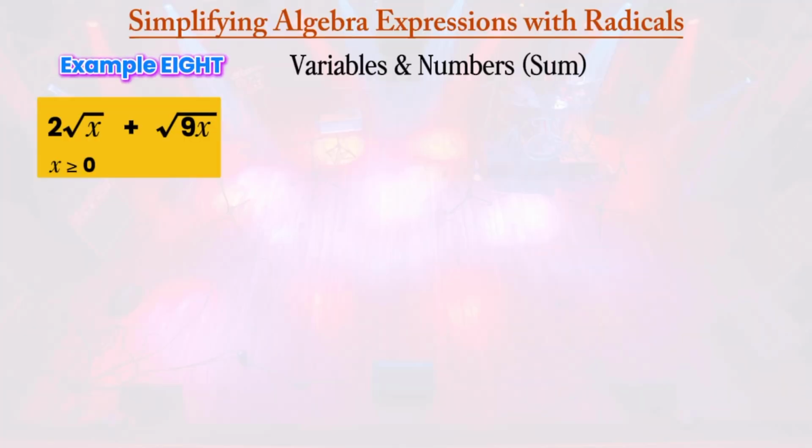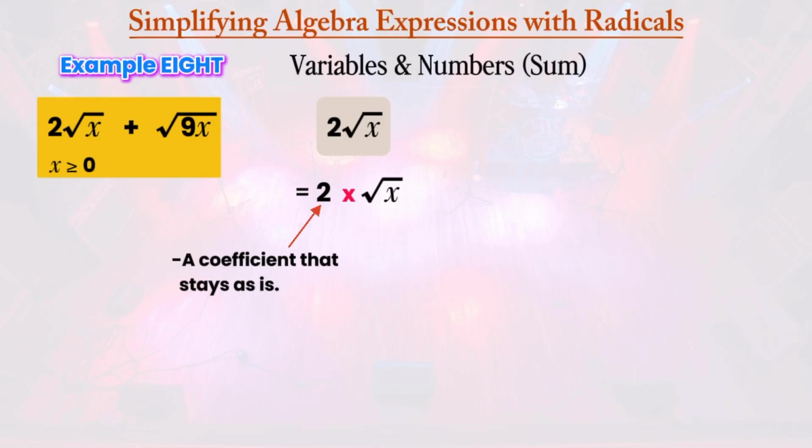So, let's first take a look at 2 times the square root of x. Can it further be simplified? The number 2 is just a coefficient, so that stays as is. What about the square root of x? Does it have any perfect square factors that it can be divided by? In this case, the answer is no. What that means is 2 times the square root of x stays the same. There's nothing that can be done to it.